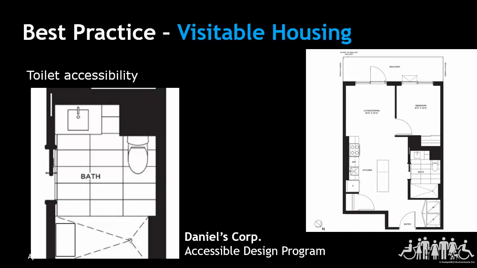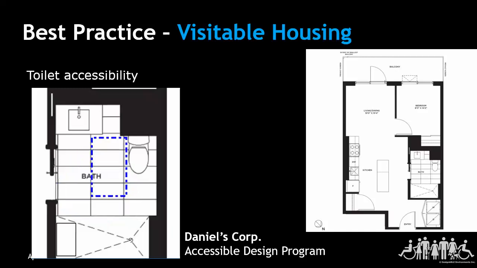We can see that there's space here. We have a sink, we have a toilet, and we have a roll-in shower with a fold-down shower seat. Here we see that there's enough space to turn around, as it was said in the building code, but it also includes the transfer space beside the toilet. This makes it usable for people with mobility devices to be able to transfer to the toilet.